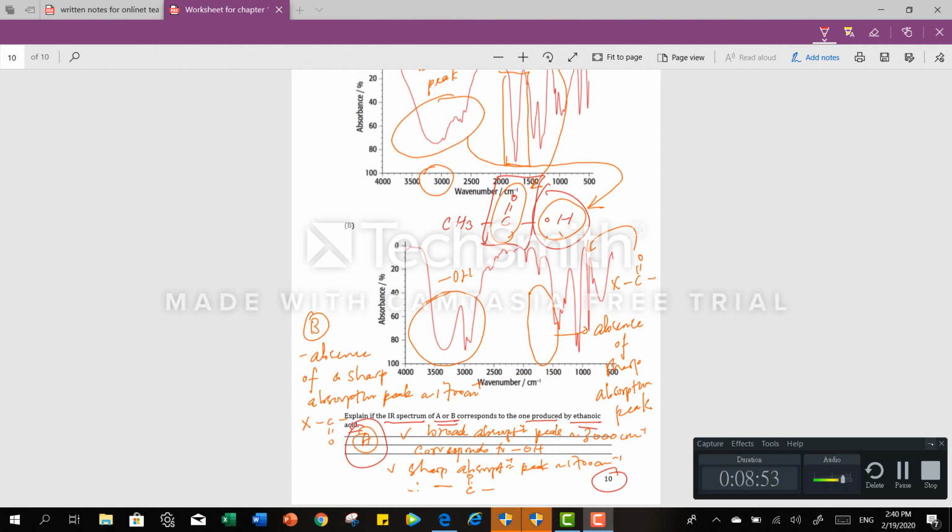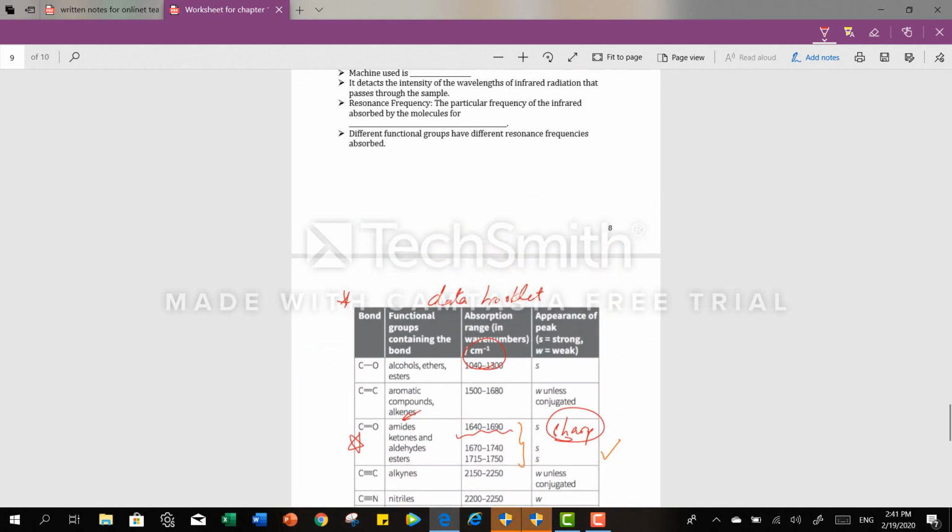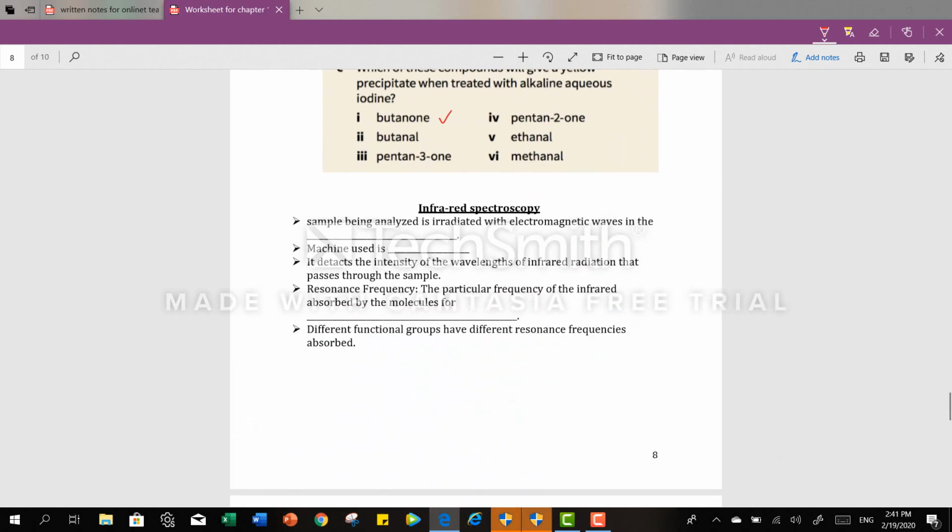Oh, I still have some time. Let's fill in the blanks together. I will give you more exercises later for this chapter, don't worry.